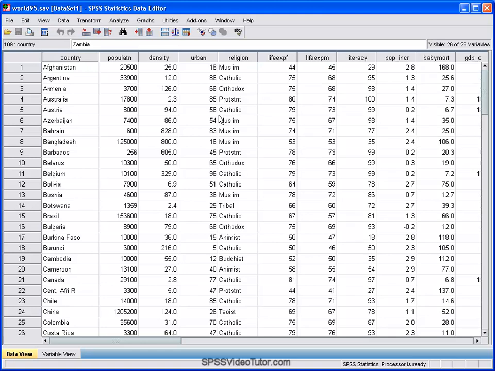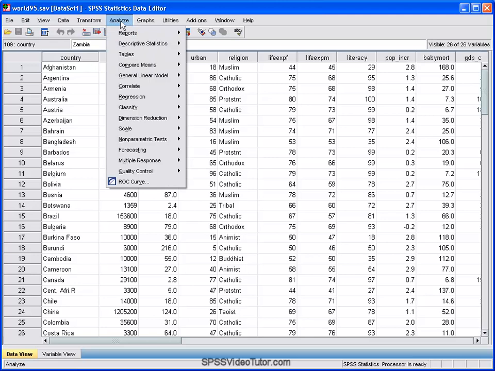Let's begin by examining the relationship between female life expectancy and 4 other variables, namely literacy, gross domestic product, daily calorie intake, and birth rate per 1,000. The first step is to click on Analyze, then go down to Correlate, and then click on Bivariate.